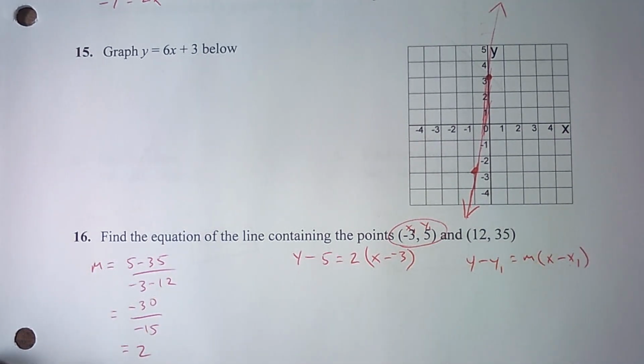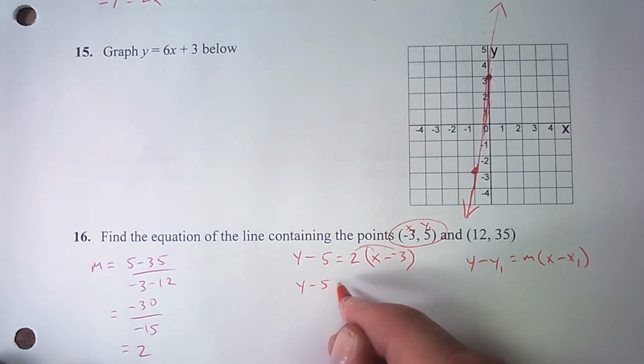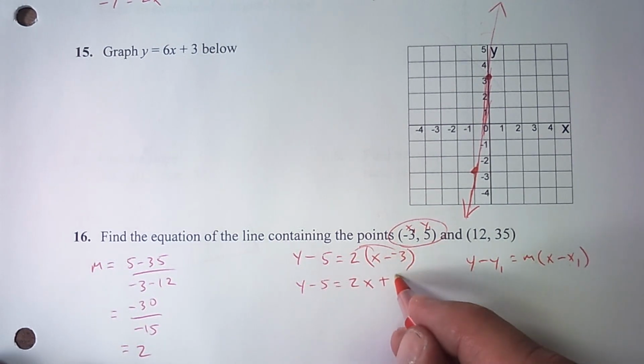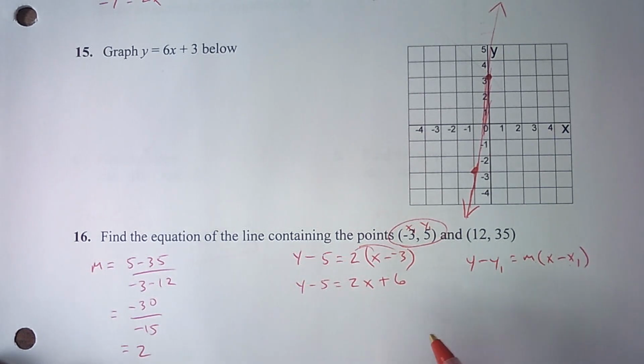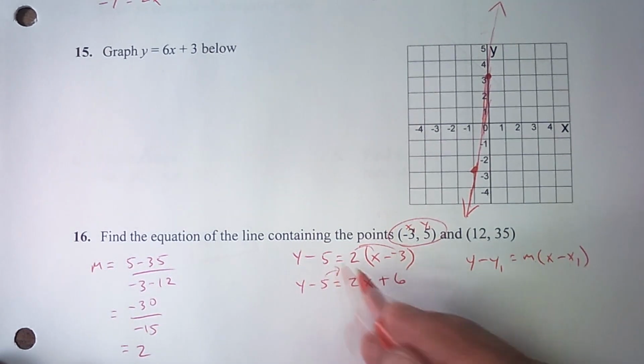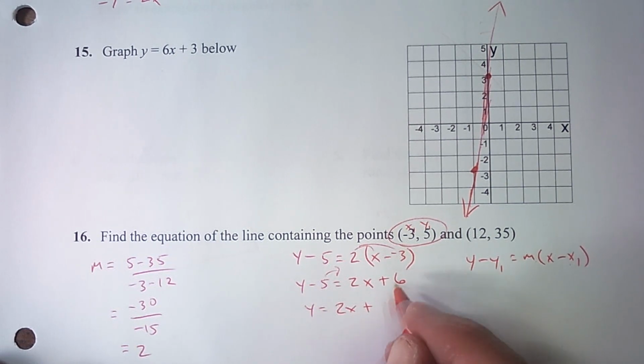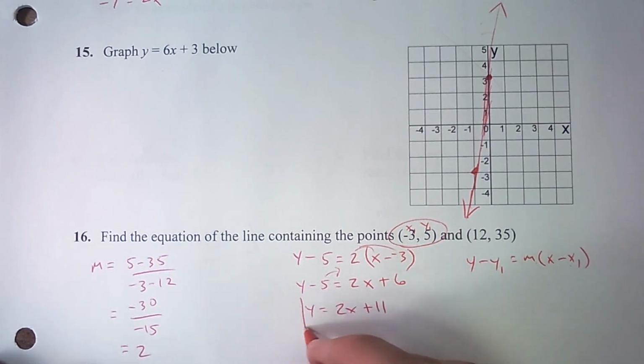Now we're going to change that to slope intercept. So I'm going to distribute that 2. Y minus 5 equals 2x, and then minus negative is positive. 2 times 3 is 6. I will add that 5. So I get y equals 2x plus, and then 6 plus 5 is 11.